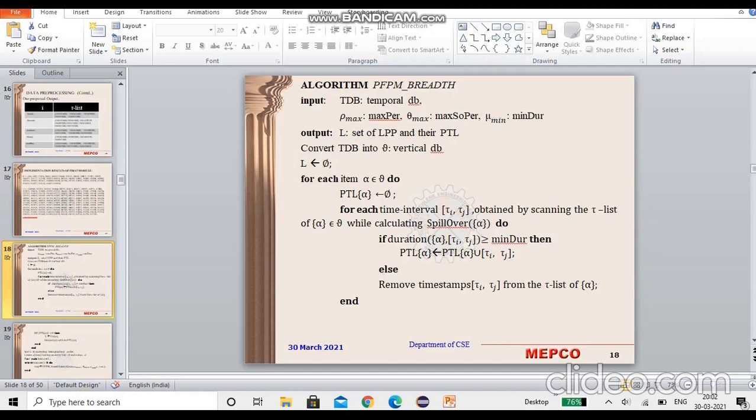We have used two algorithms, namely PFPM-Breadth and PFPM-Depth. PFPM is periodic frequent pattern mining. Breadth means the breadth first search, and depth means nothing other than the depth first search algorithm, to find the patterns that appear periodically in the database.